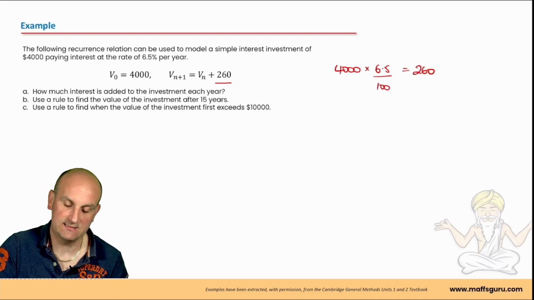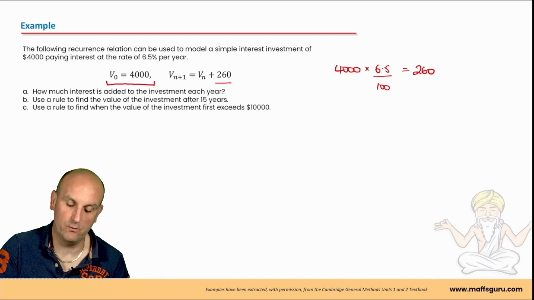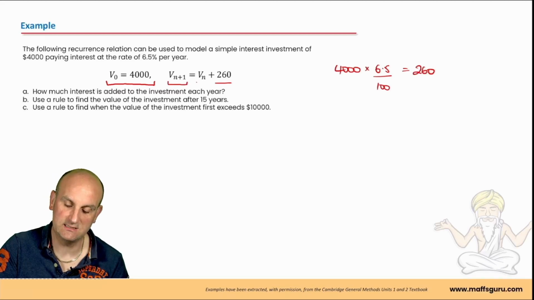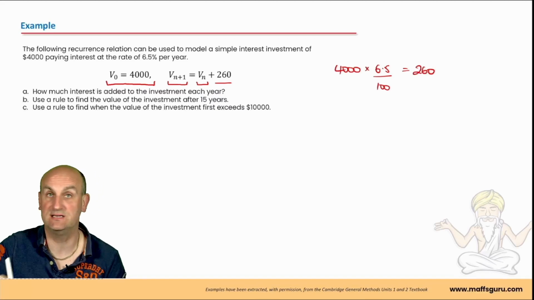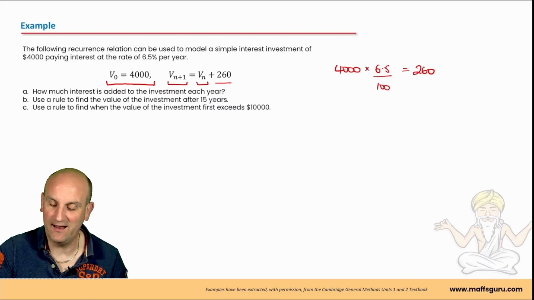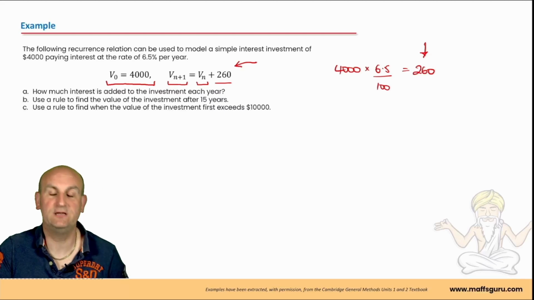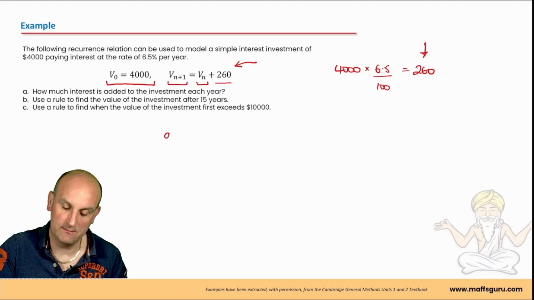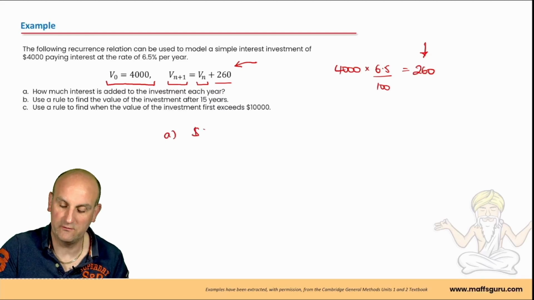So can we read this? V0, there's my opening amount, was $4,000. To get to my next term, I'm going to take my current term and add. So this thing's going to grow because I'm adding. How much interest is added to the investment each year? So again, I can work this out, but if you understand how to read a recurrence relationship, it's going to be that last number there, okay? Trust me, it's that number there. So in answer to part A, doing a dollar sign, it is $260.